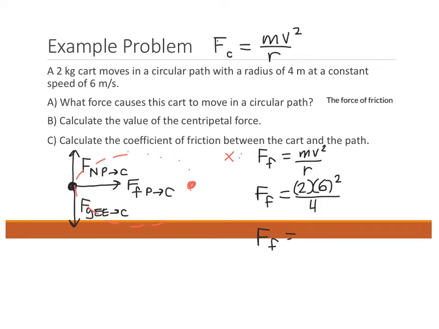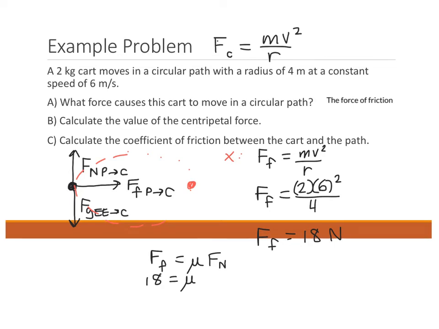So in this case, the centripetal force and the value of the force of friction is 18 newtons, and it's always directed in towards the center of the circle. So that answers part B, calculate the value of that centripetal force, 18 newtons. Finally, moving on to part C, C says calculate the coefficient of friction between the cart and the path. This is pulling in something that we knew from last chapter, which is that the coefficient of friction relates the normal force and the force of friction. So we figured out the force of friction is 18 newtons. We're trying to figure out the coefficient of friction.